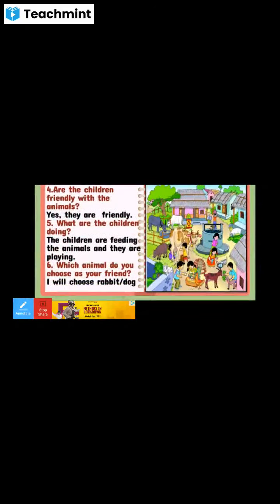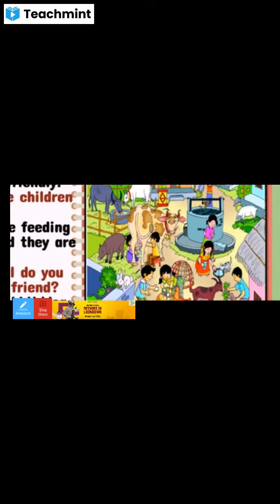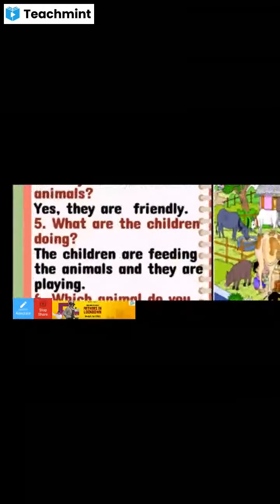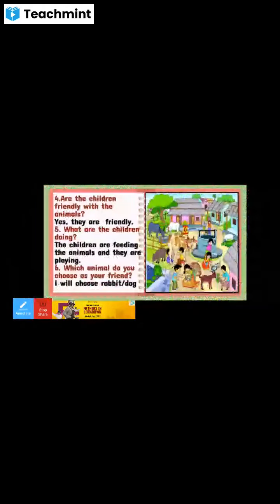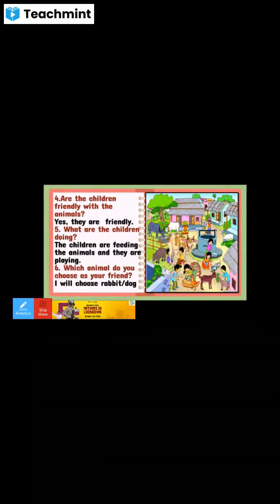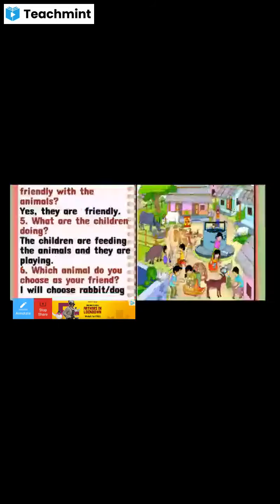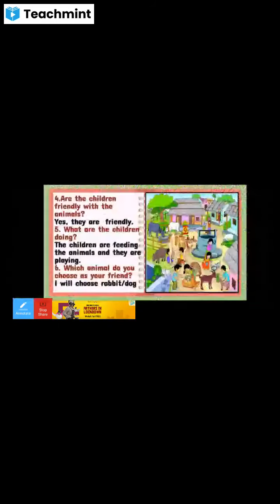Number five, what are the children doing? You can observe in this picture already. Already you have observed this picture. Can you guess the answer? What are the children doing here? Already I told you. The children are feeding the animals and they are playing with the animals.